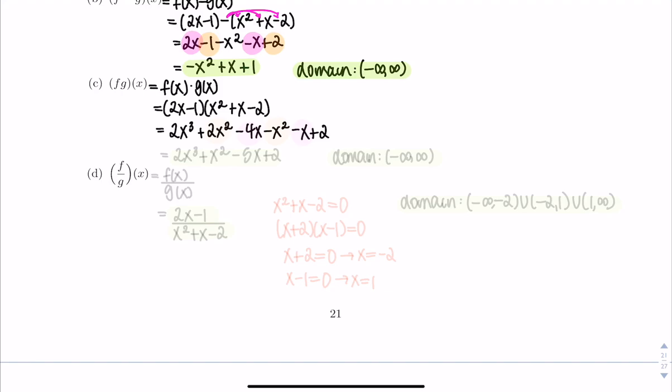So now let's just combine like terms. I've got 2x squared and negative x squared. I have negative 4x and negative x. So we end up with 2x cubed plus x squared minus 5x plus 2. And so the domain again is all real numbers.